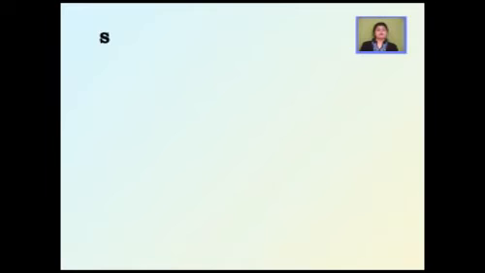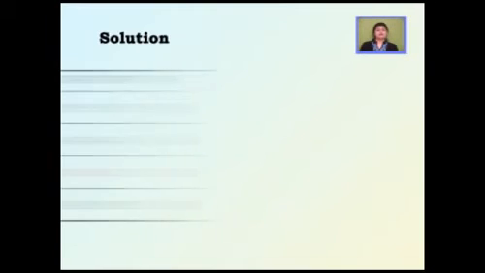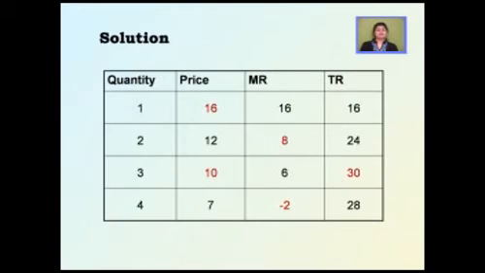Now see, for the first unit sold, the MR is 16. This means that from 0 units, the change in the first unit is 16, or for that matter we can say the first unit was sold for 16 rupees only. So 16 will be equal to the TR, and 16 will also be your price.